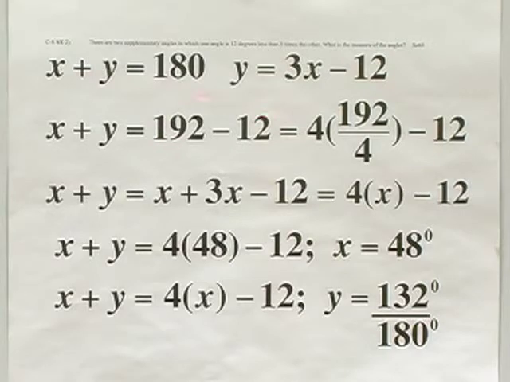In the next reformulation, this is going to be 4 when I add it. X and 3x is 4x minus 12. So I want to reformulate 192, and I'm going to write 4. I'm going to multiply by 4, and I'm going to divide by 4. When I do that, I get x plus y equals 4 times 48 minus 12. And then rewrite this equation, x plus y equals 4x minus 12. So we have translational symmetry.